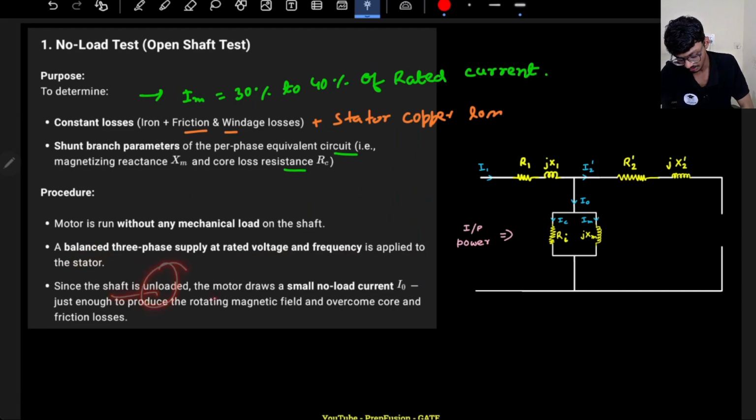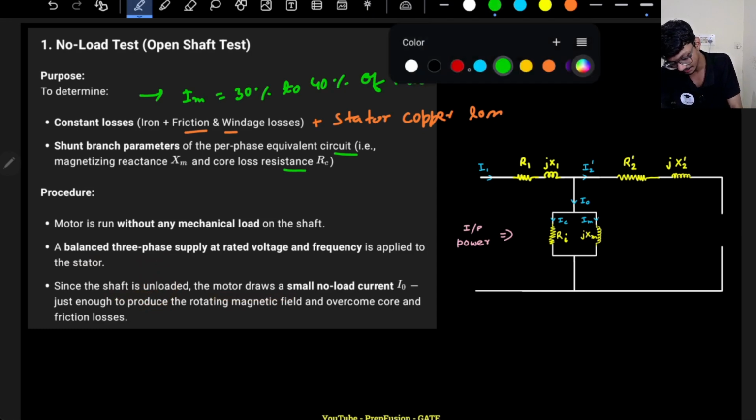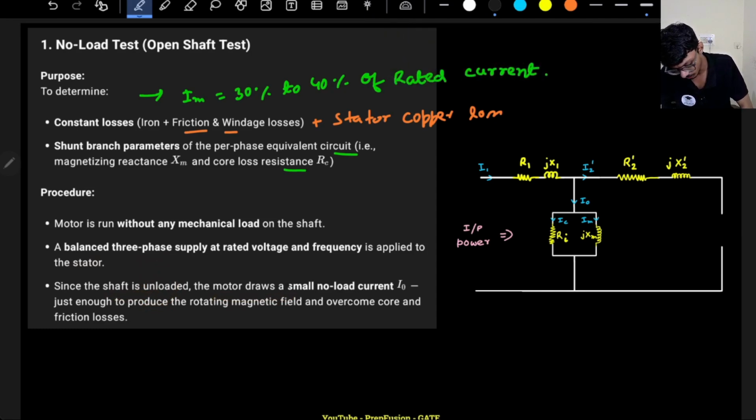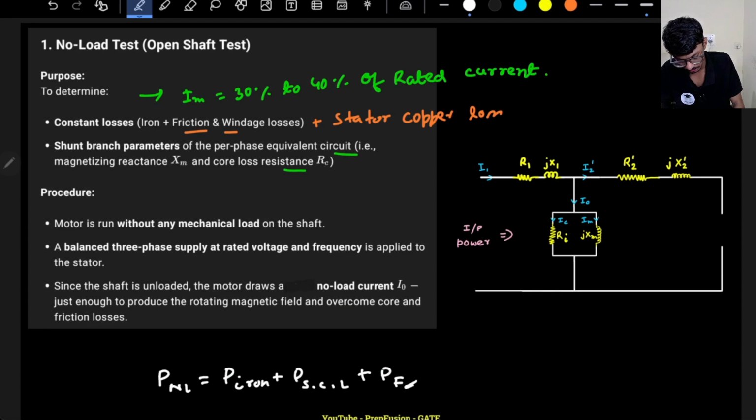Since the shaft is unloaded, the motor draws a small no-load current, not small though, it will not be small actually, it will be a considerable amount. The motor will draw some no-load current, just enough to produce the rotating magnetic field IM and to overcome the core and friction losses. So basically the wattmeter will measure the no-load losses: the iron losses, the stator copper loss, and the friction and windage loss.